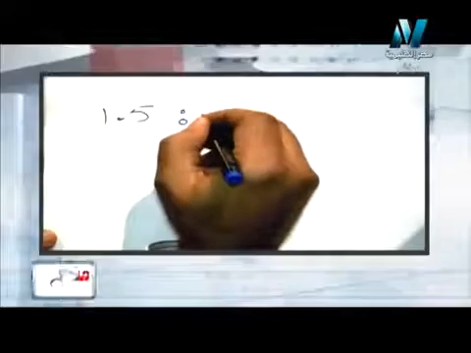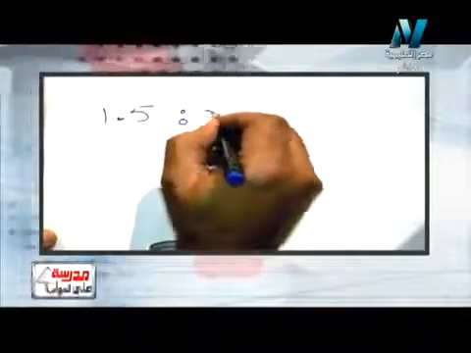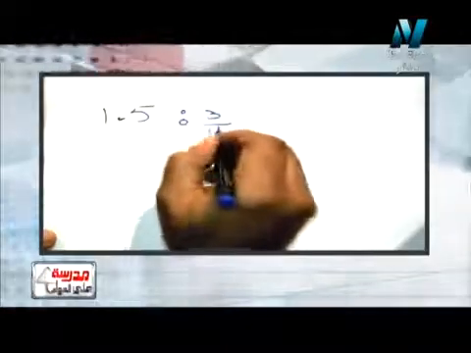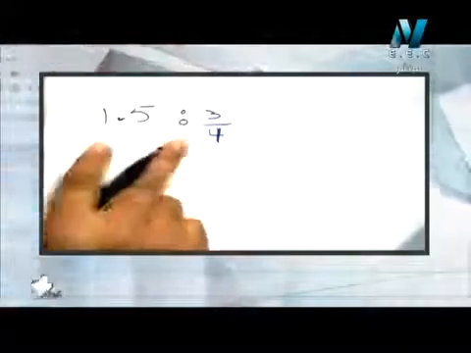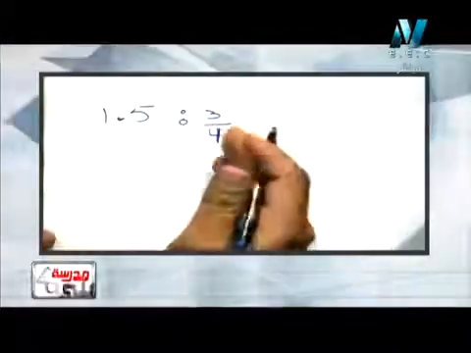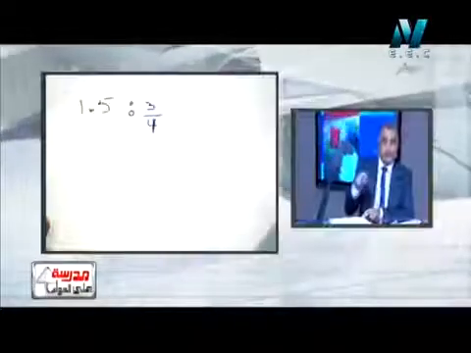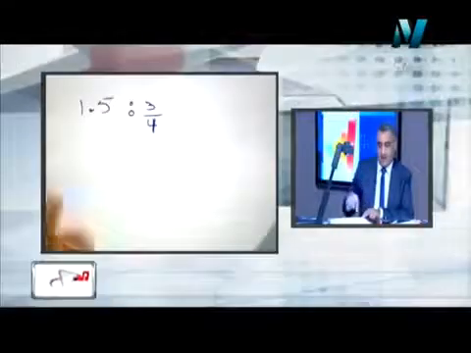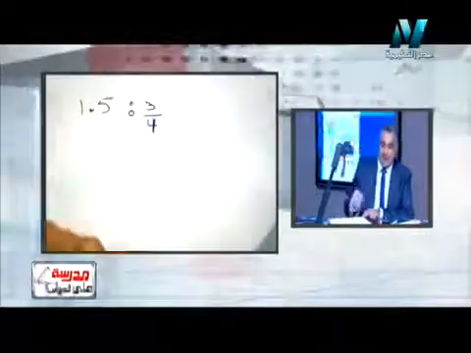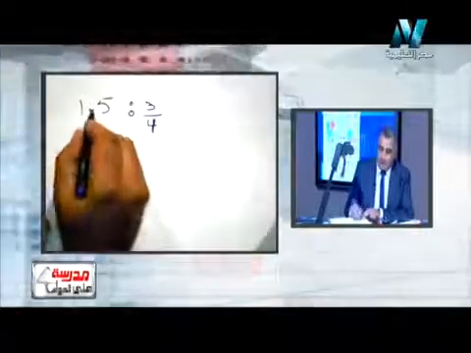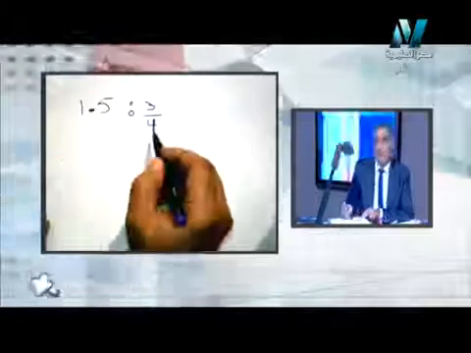1.5 to 3 over 4. Again, a decimal form, to 3 over 4. We have a decimal number and a fraction number. We have two different ways, again, to solve this type of problem. We have 1.5, a decimal number, but we have 3 over 4, a fraction.